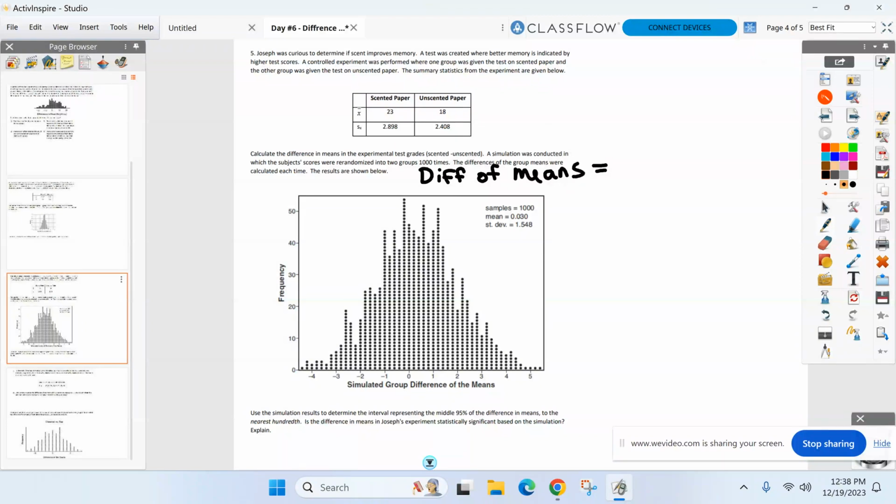And I have not done a good job as far as what symbols mean what, because the NumWorks calculator tells you what the symbols represent. But this right here with x with the bar above it, that's your average, that's your mean. So again, the scented people took it, got a 23. Unscented took the same test and got an 18. So the difference in their means is 23 minus 18, a 5-point difference.